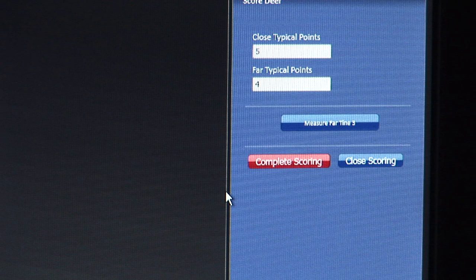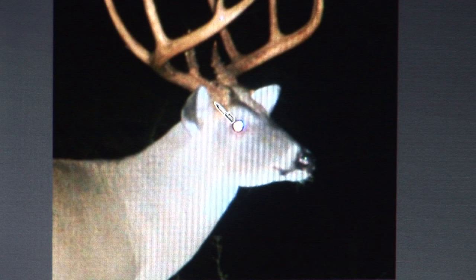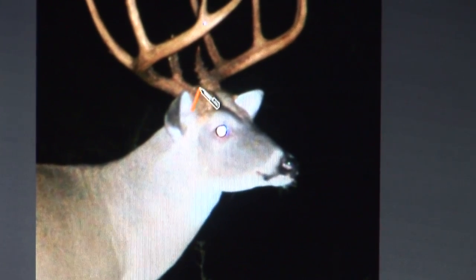You will then be directed to the circumference on the close side. You are now ready to measure close circumference 1. This occurs between the base of the antler and the first typical tine. This line demonstrates the proper way to measure a close circumference 1 at the 90-degree image orientation. When ready, select Record Close Circumference 1.